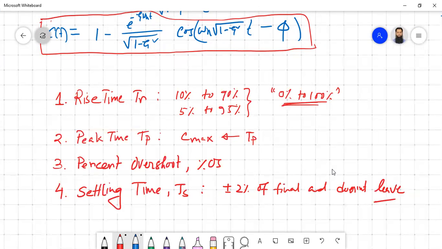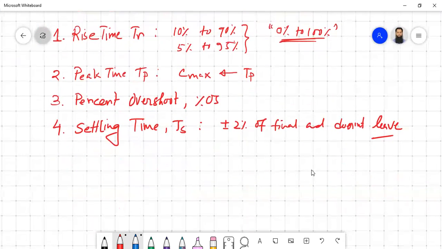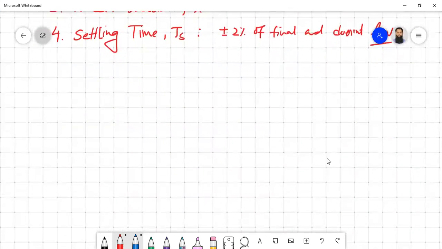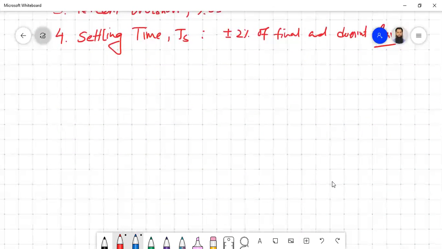Okay, so all these definitions are difficult to understand without the figure. So let's draw the figure, then see how we can define all these parameters. Okay, so an underdamped response, this is your final value.